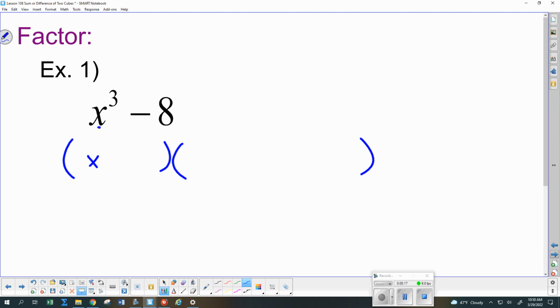Just an x. What's the cubed root of 8? So now I've got my short parentheses. Now I look at that to get my long parentheses. I take the x times itself, so x times x is x squared. I take the 2 times itself. Everybody, what's 2 times 2? And in the middle, I take the x times the 2, which is a 2x.